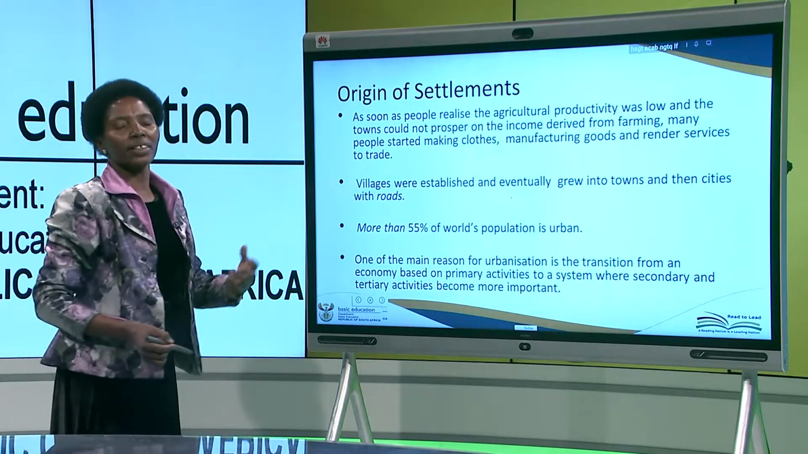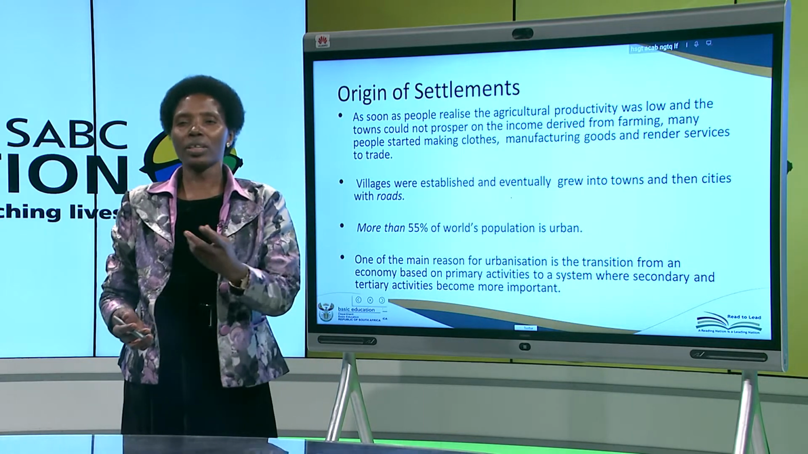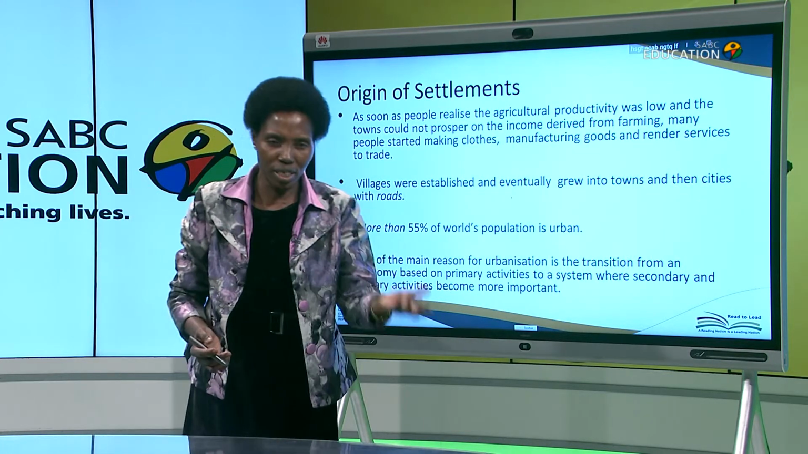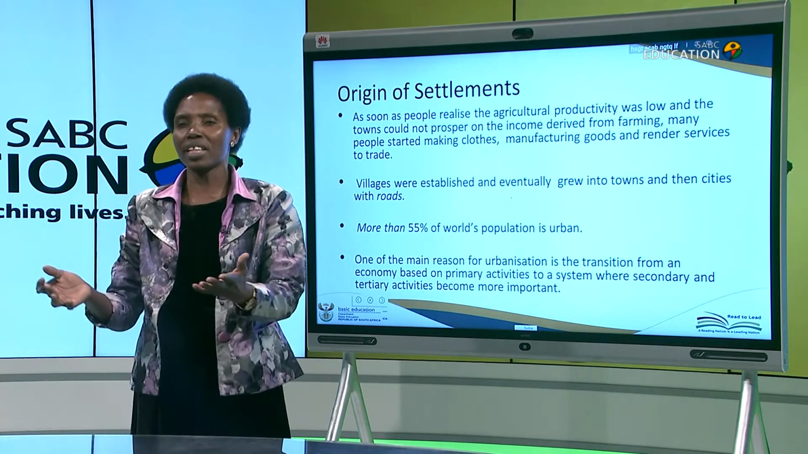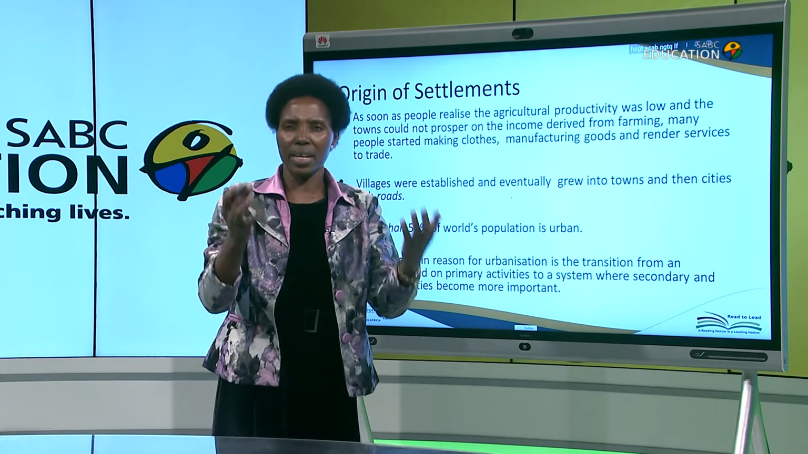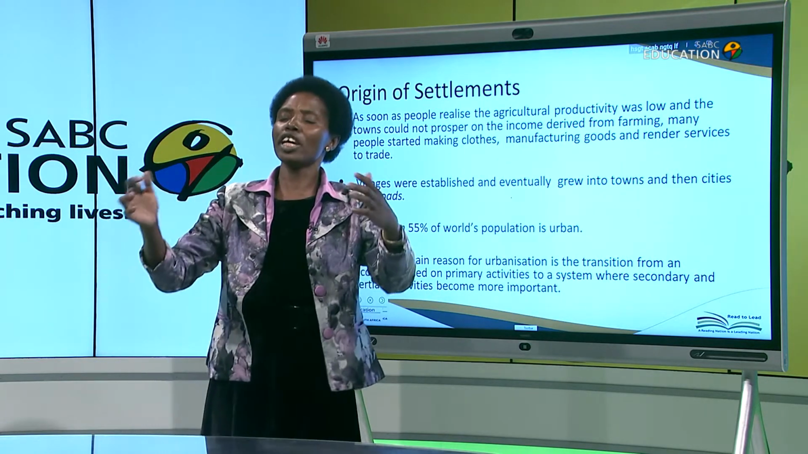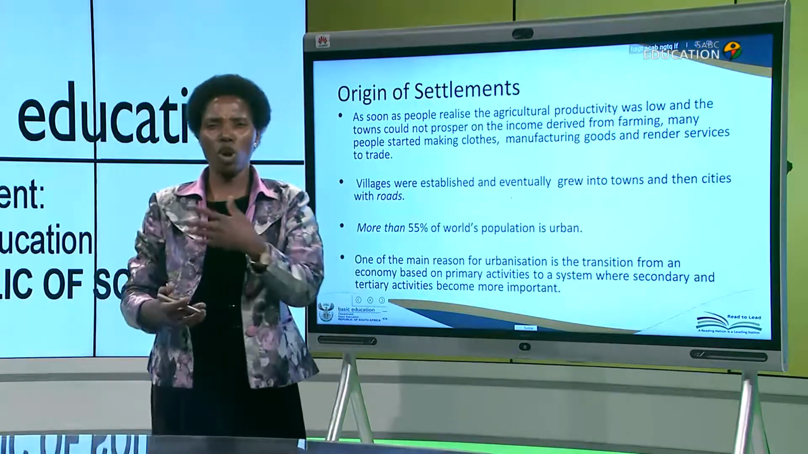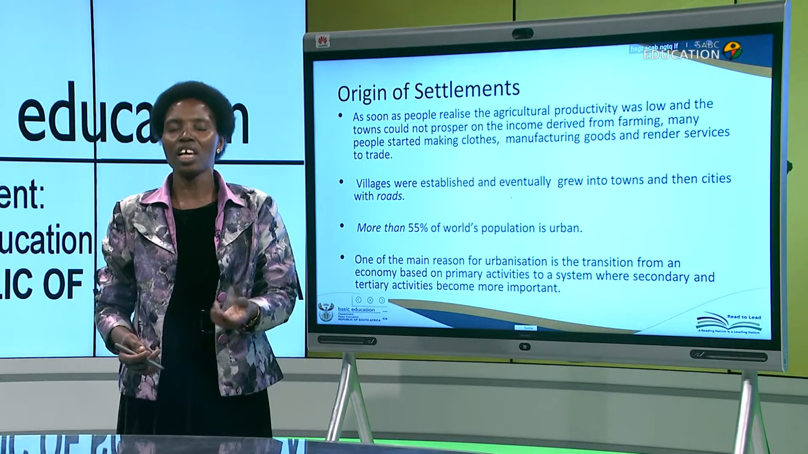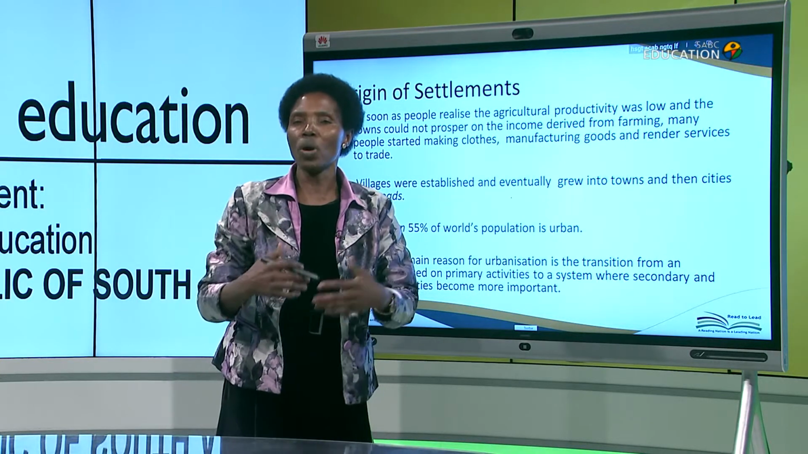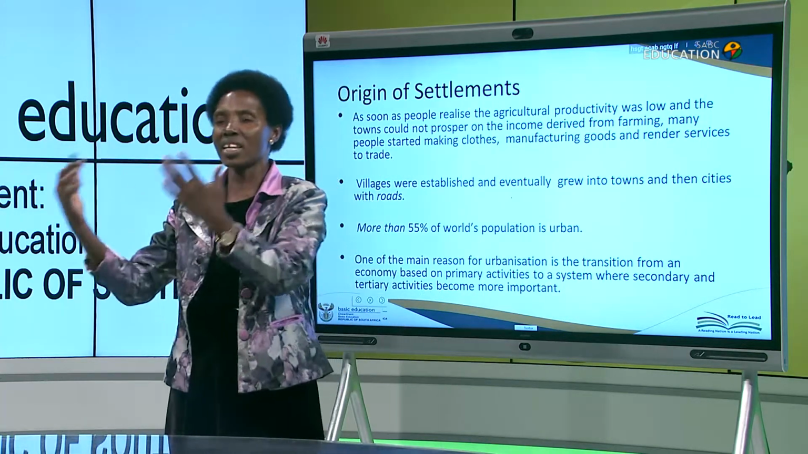Okay, let us look at how urban settlement originated. We need to know that urban settlement does not just originate. It starts by being a rural settlement, where people are busy doing agriculture, they do farming, they get raw material. And then when they were together getting the raw material, they realized that they were not getting productivity in agriculture. So they decided that they needed to do something else. They started making clothes. They started trading among themselves.